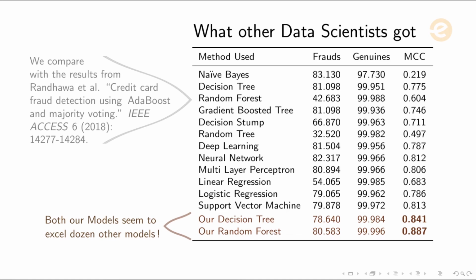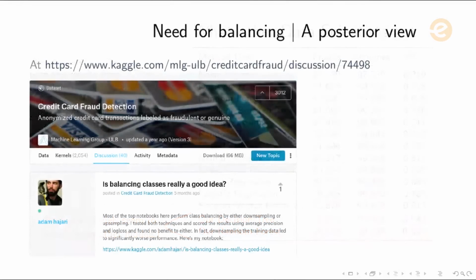And we see that our algorithms, both the decision tree and the random forest, have performed very well. So that's where we feel more confident and a little elated. We'll just end our session with one more discussion here on the Kaggle website, from where we took the credit card detection data set, and it asks whether balancing is actually necessary.